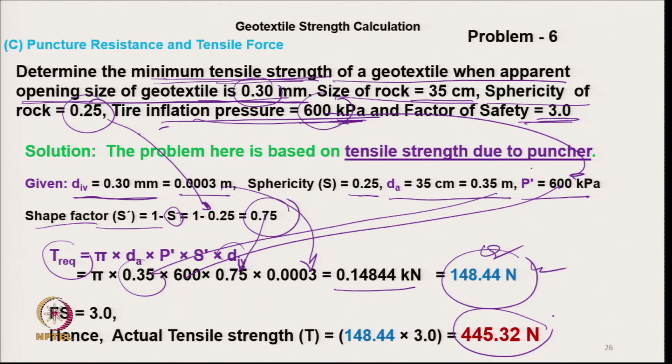With the following conditions, first from the given condition we calculate the required tensile strength for survival under this condition, and then we get the value of the actual tensile strength of the product. So, this is the actual tensile strength.